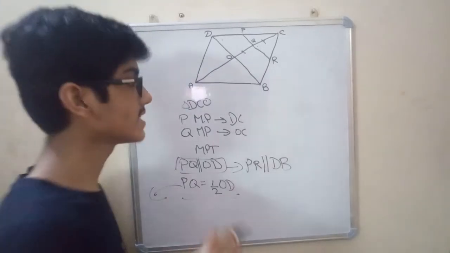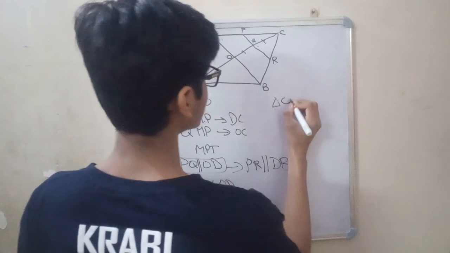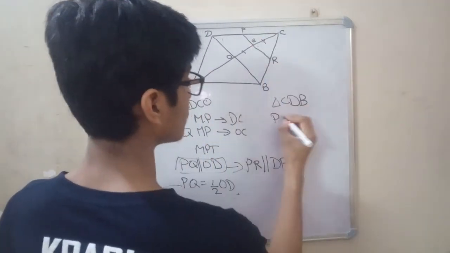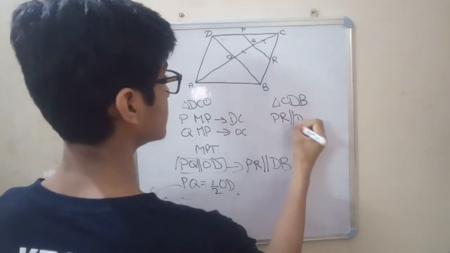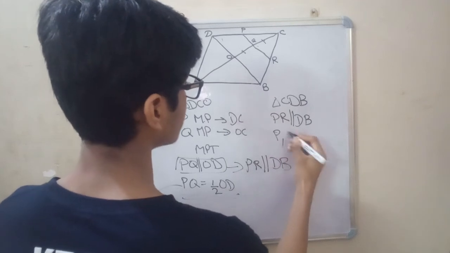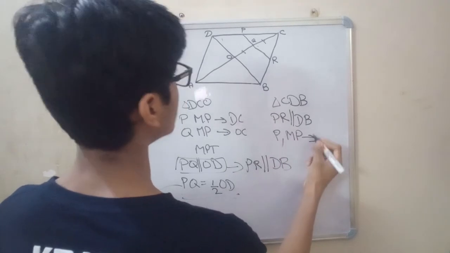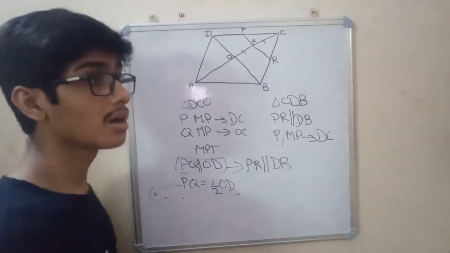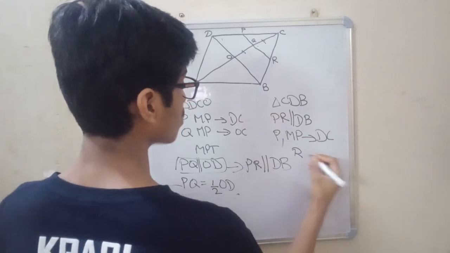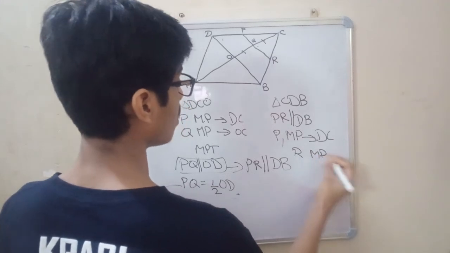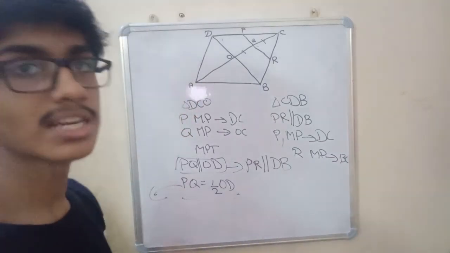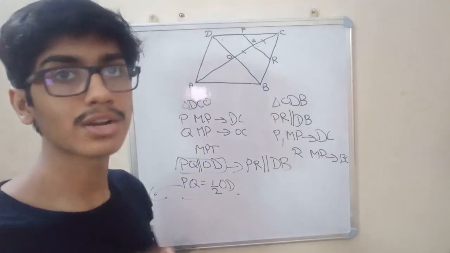So now let's take the triangle CDB. In this, PR is parallel to DB and P is the midpoint of DC. Therefore, by the converse of the midpoint theorem, R is going to be the midpoint of BC. And so here we have proved the first part of the question.